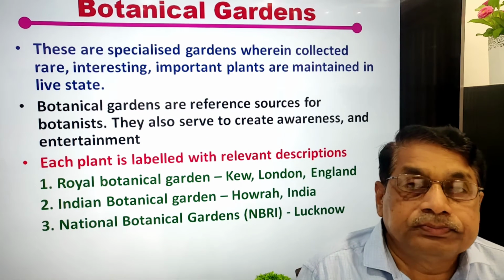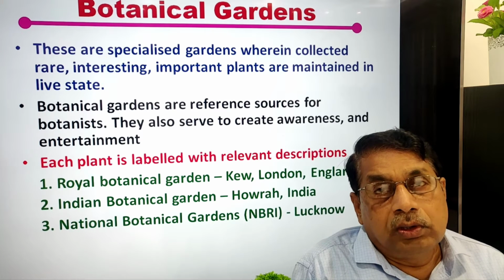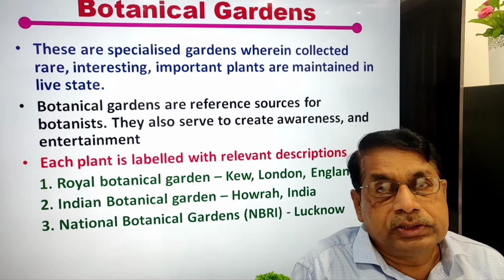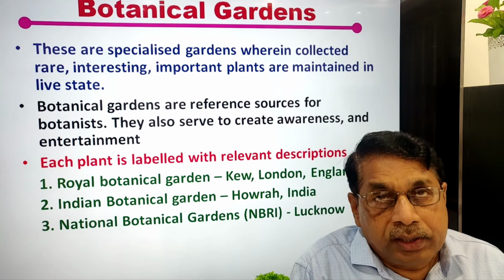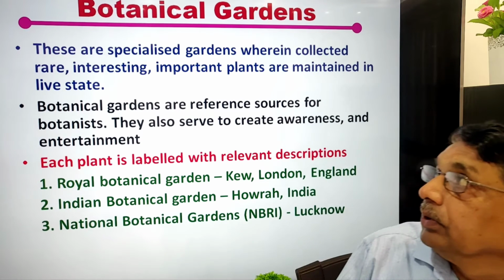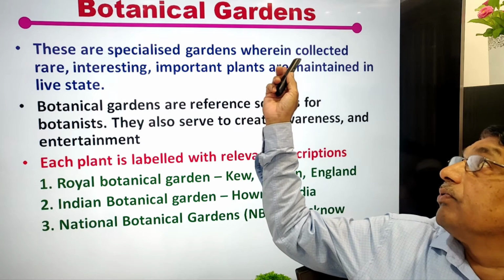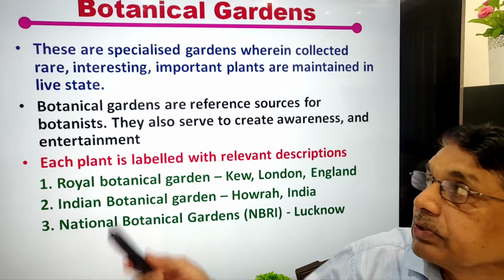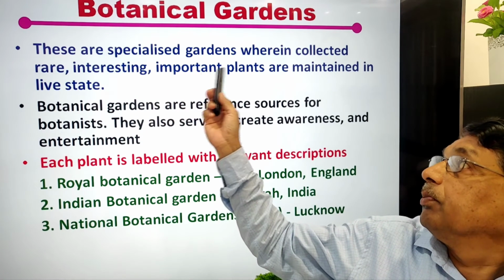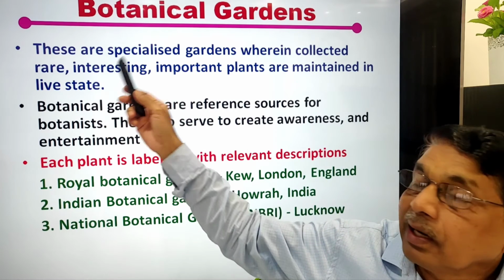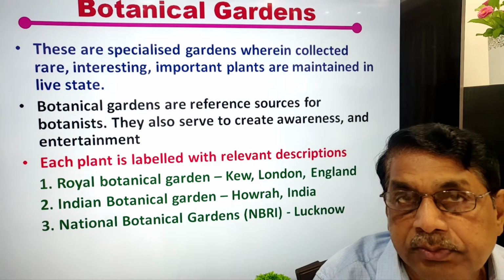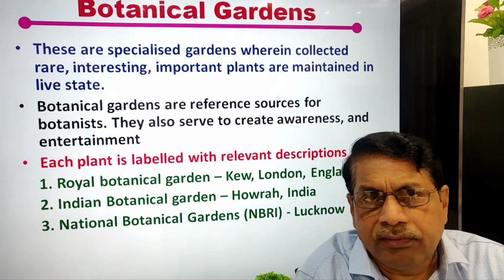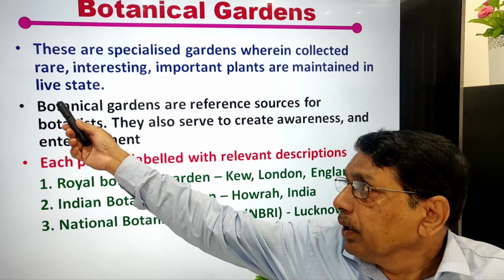Botanical gardens. Throughout the world, in different countries, within the countries, different botanical gardens are maintained. They have become more important now rather than earlier. These are specialized gardens wherein plants collected from the field, forest, interior places, rare, interesting, important plants are maintained in live state. See the difference between the herbarium and botanical garden. Herbarium is dried, not living. But here they are maintained in live state.